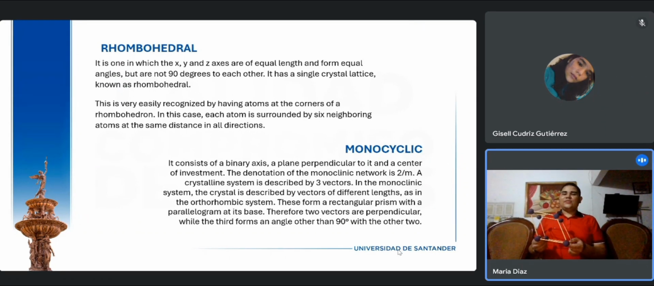Monoclinic. It consists of a binary axis, a plane perpendicular to it, and a center of symmetry. The denomination of the monoclinic network is P and C. A crystalline system is described by 3 vectors. In the monoclinic system, the crystal is described by vectors of different lengths. As in the orthorhombic system, it forms a rectangular prism with a parallelogram as its base. Therefore, two vectors are perpendicular, while the third forms an angle other than 90 degrees with the other two.